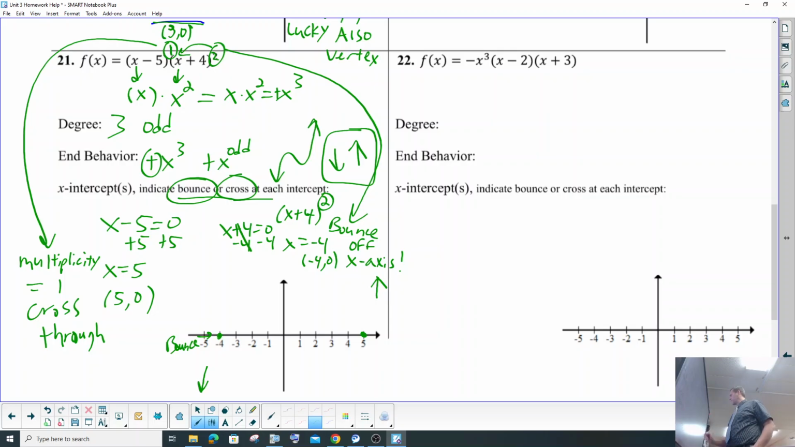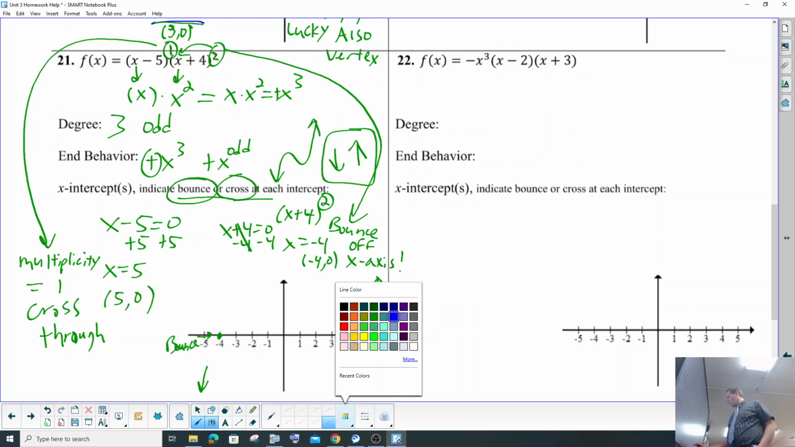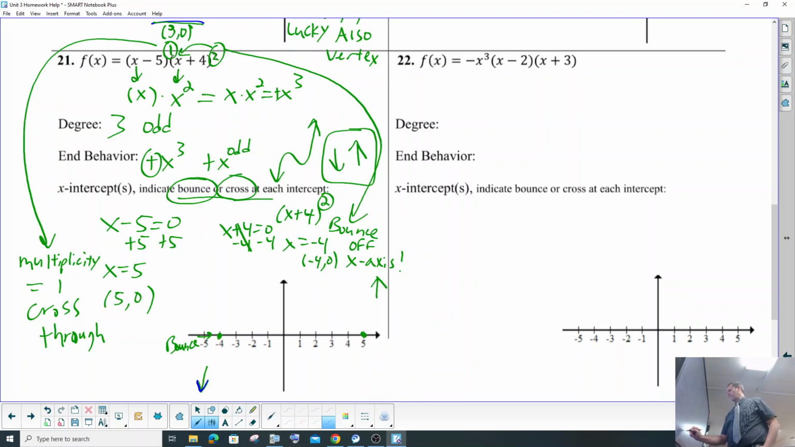Okay, so now we use our end behavior. Our end behavior is down here, it's down, and then it's up. Okay, so here's how we do it. Let's go and put it all together now. You behind the screen, put it all together. Pause me and try it on your own. Do you know what to do?